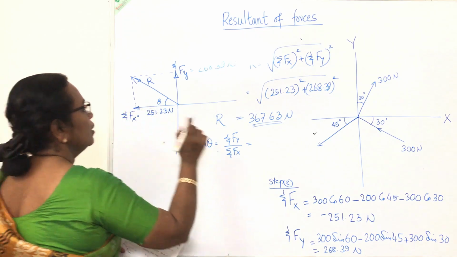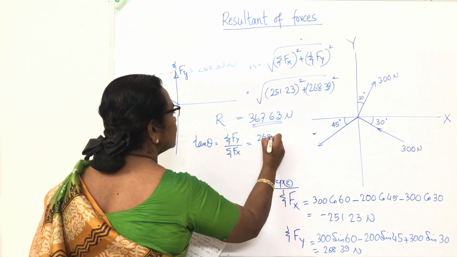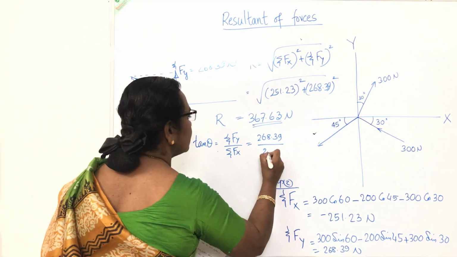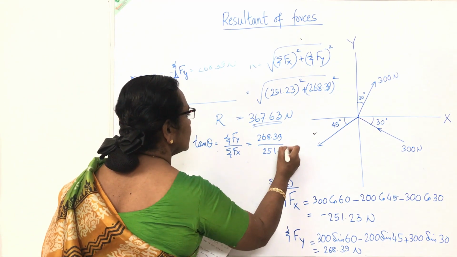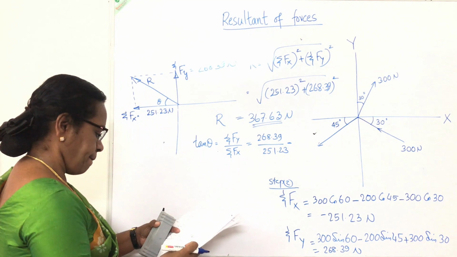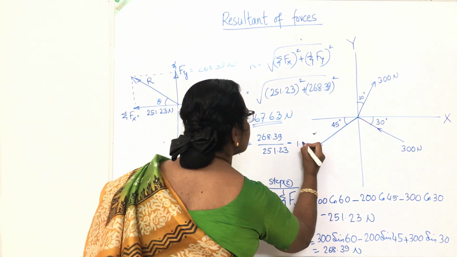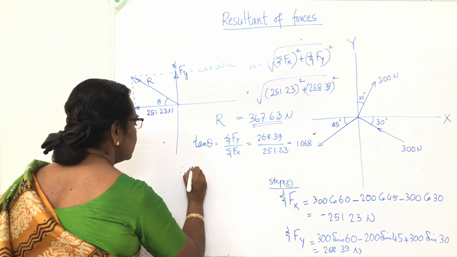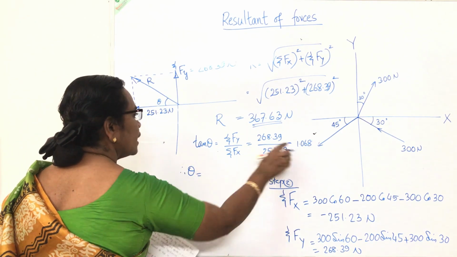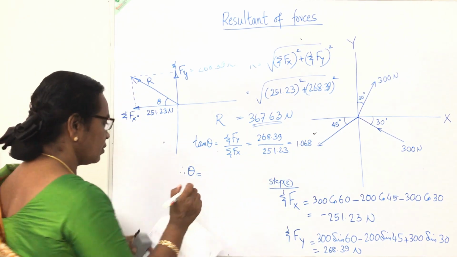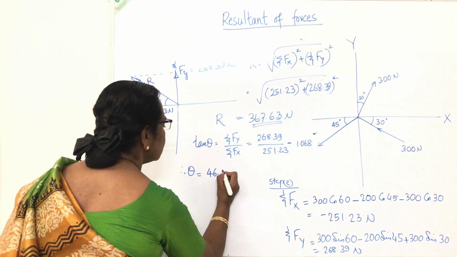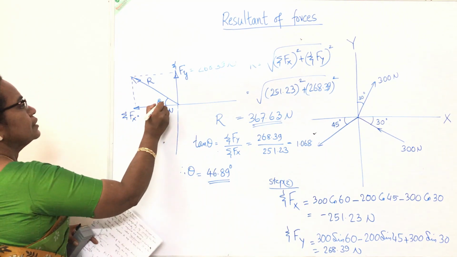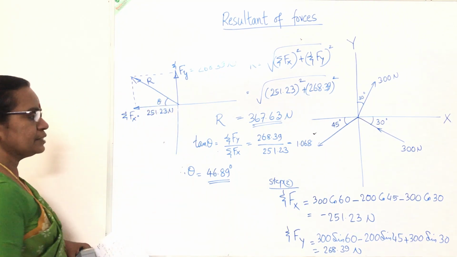This is Fy, 268.39 divided by Fx, 251.23, will give you 1.068. Therefore, theta is equal to tan inverse of 1.068, which will work out to 46.89 degrees. So the resultant angle is 46.89 degrees.